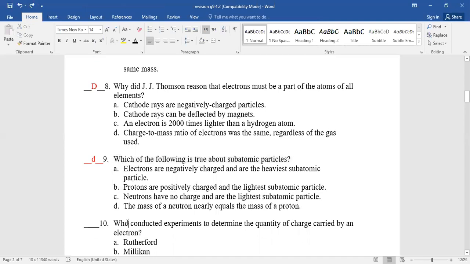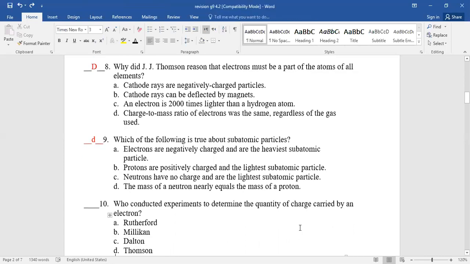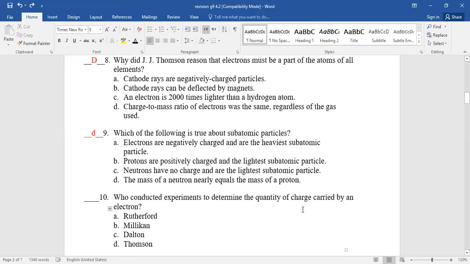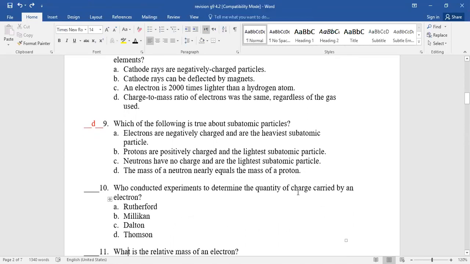Let's get to number 10. Who conducted experiments to determine the quantity of a charge carried by an electron? That wasn't Rutherford, that was Millikan, Robert Millikan, the American one. So the answer will be number B.